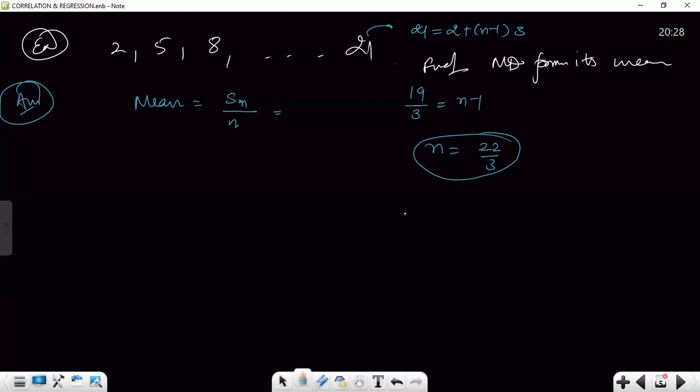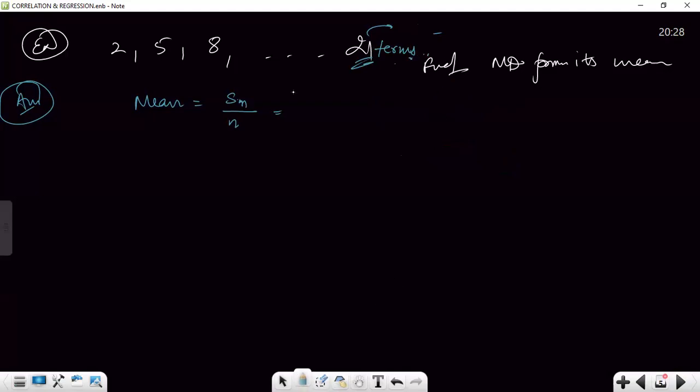It is actually not the nth term, it is n only. It is written like this: 21 terms are given in the AP in the question here. So these are 21 terms, not the nth term. So if we have the total number of terms, then we don't have to find out n now.